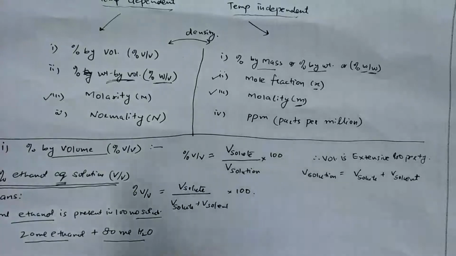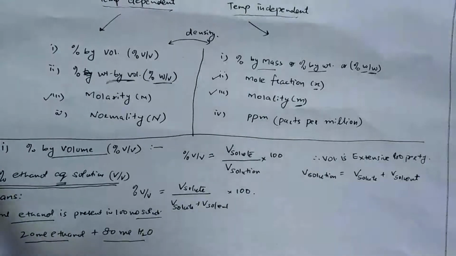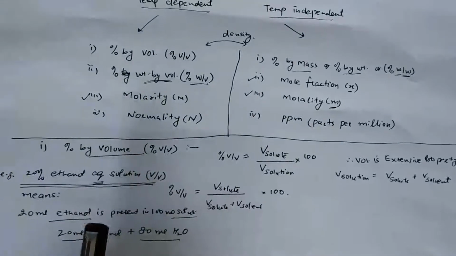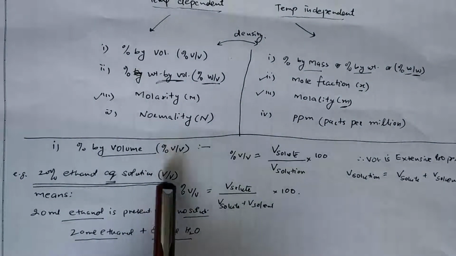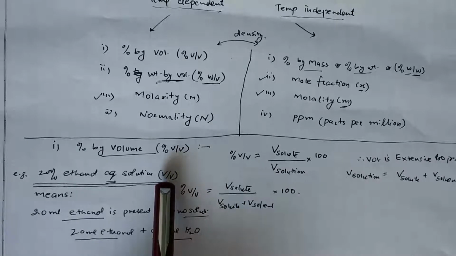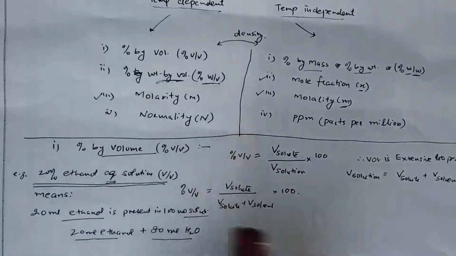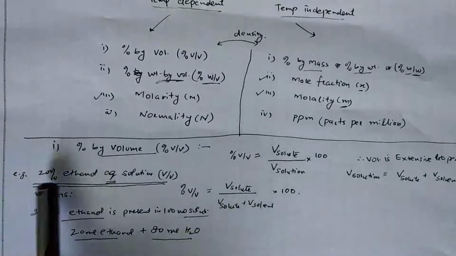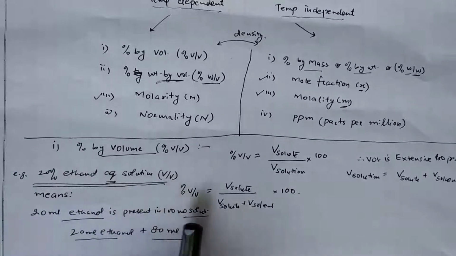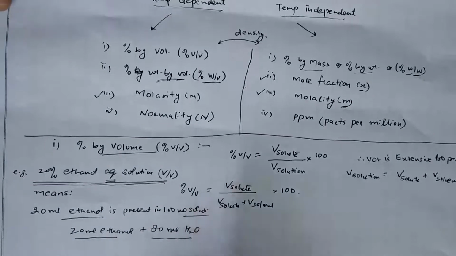Simple. Suppose a 20% ethanol aqueous solution, volume by volume, is given. When V by V is given, it means your solute and solution are both in liquid form. You will measure them in ml because percent is there, meaning it is out of 100. So what is the meaning of this line? 20 ml ethanol is present in 100 ml solution. So you can write 20 ml ethanol plus 80 ml water.